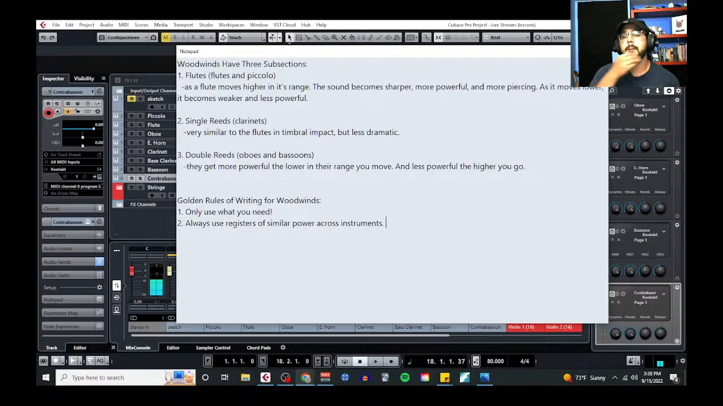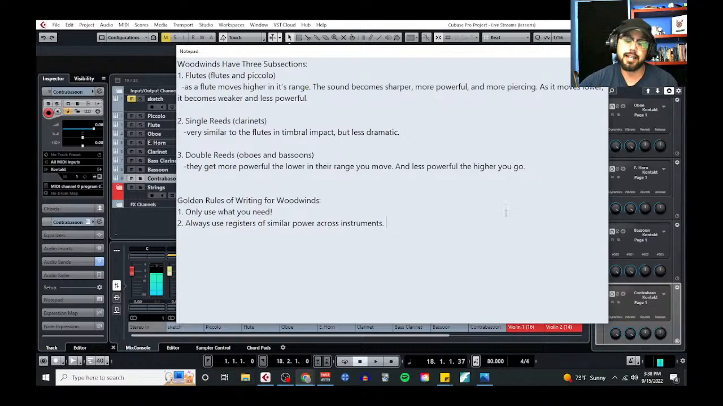The whole point of this is about creating a clear sound, a balanced sound. If your flutes are playing in a strong register, but your clarinets are playing in a weak register, you're going to have a very flute-dominant sound. Maybe that's what you want. But if you're looking for balance, if you're looking for clarity and to use all your instruments to their strengths, you need to make sure that you're balancing.